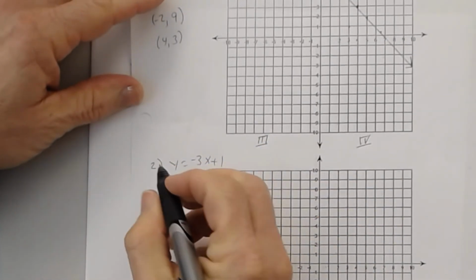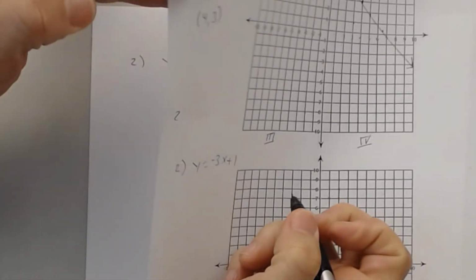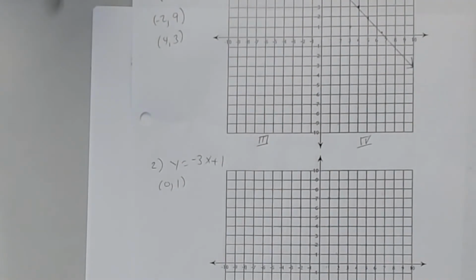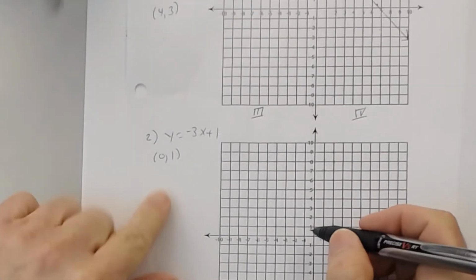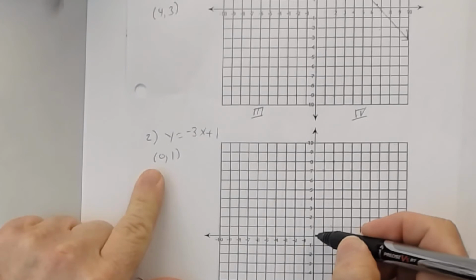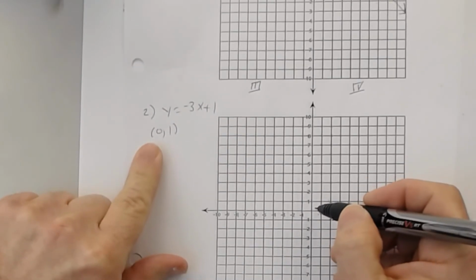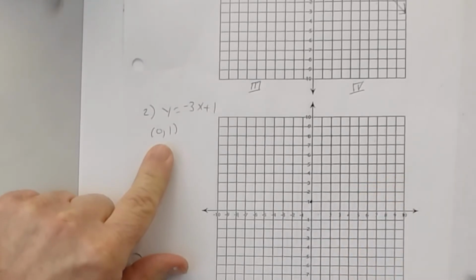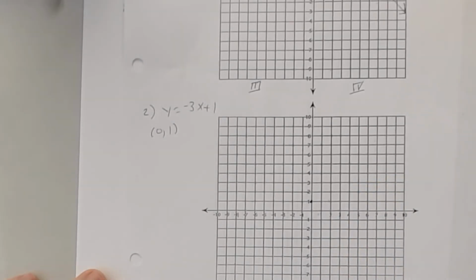So my first ordered pair was what point? (0, 1). Notice when you indicate the ordered pairs, you put parentheses. So (0, 1), I start at the origin. X is 0, I stay there. Y is what? So I go up 1. So there's one of my points right here, one of my solutions.